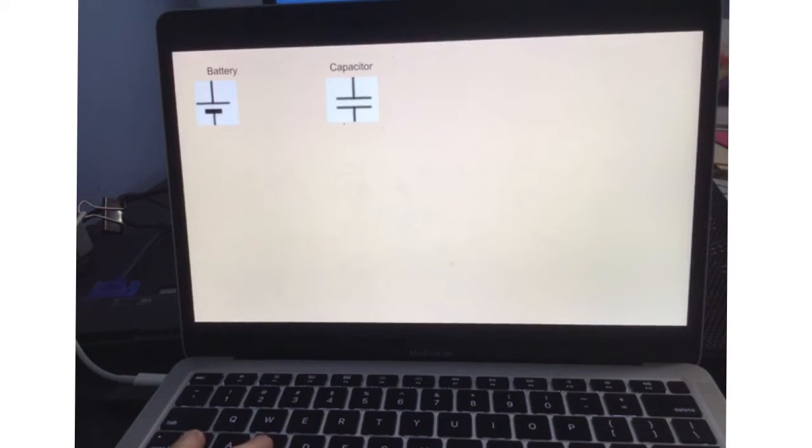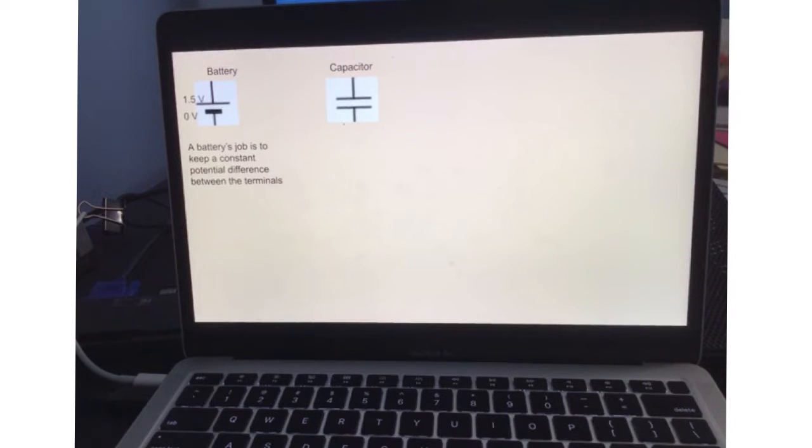So just to remind you, this is a battery and this is a capacitor. And a battery's job is to keep a constant potential difference between the terminals. Sometimes we talk about cells. One cell is 1.5 volts.